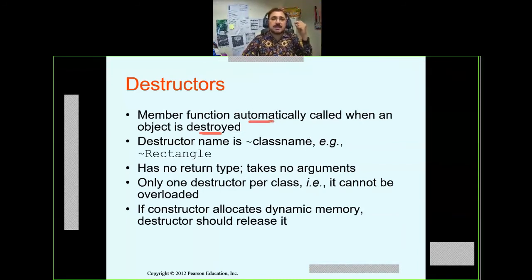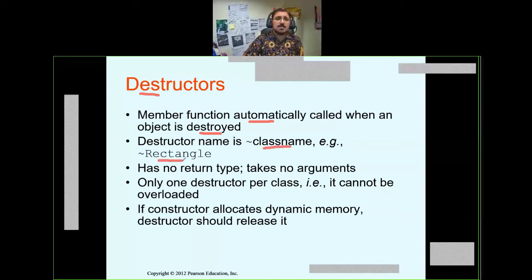You see, a constructor is called when the object is created, and a destructor is called when the object is destroyed. The destructor name is also exactly like the class name, for example Rectangle, but the only difference is that it is differentiated by this symbol, called the tilde operator. This operator represents that this is a destructor. And like a constructor, it doesn't have any return type.